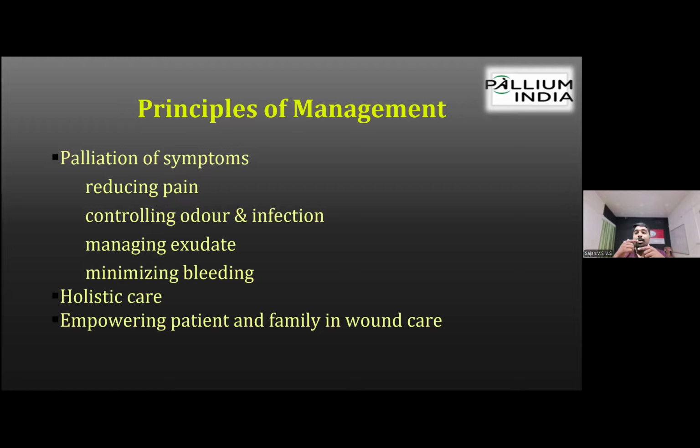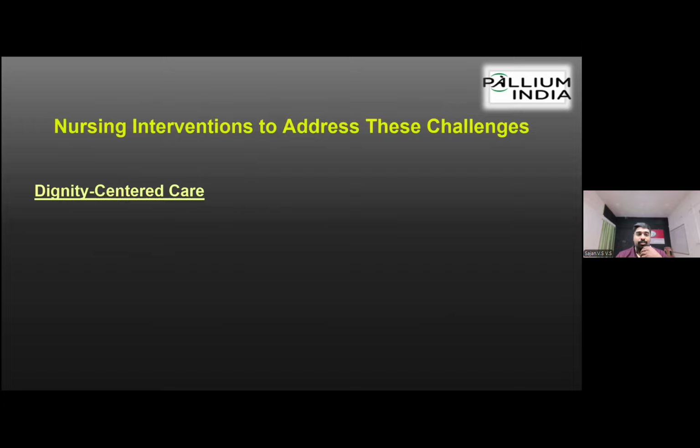Then we need to empower. Not only the wound care, empowering of the family members is also very much important. How can we empower? We can educate the caregiver about the wound dressing and what are all the warning signs about the wound, bleeding or any other thing. We need to convey this to the patient.